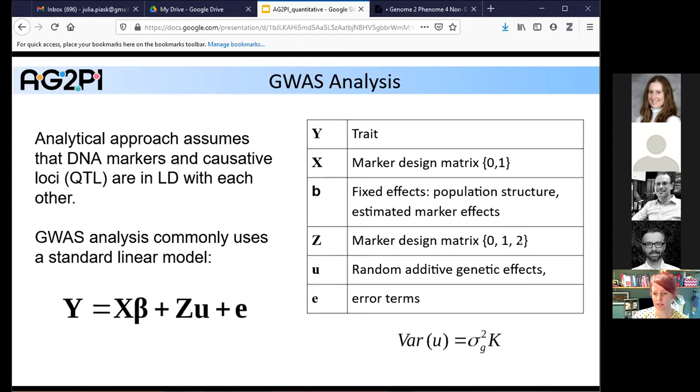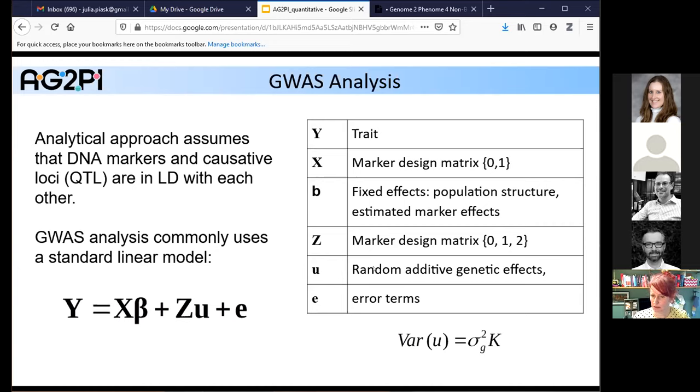So really assuming a fully additive model, where each allele has an effect of 1, and when you have 2 alleles, you have double that effect. So the dominance and recessive framework is a deviation from this additivity model. U is actually the random additive genetic effects.